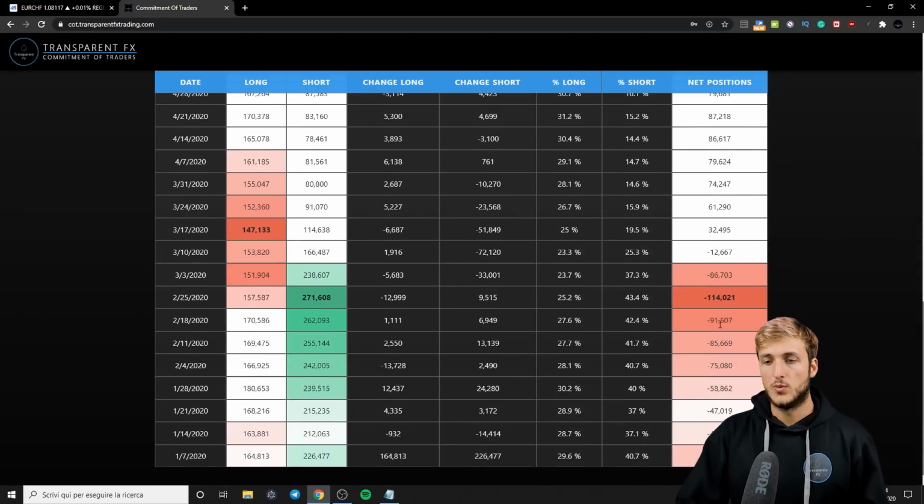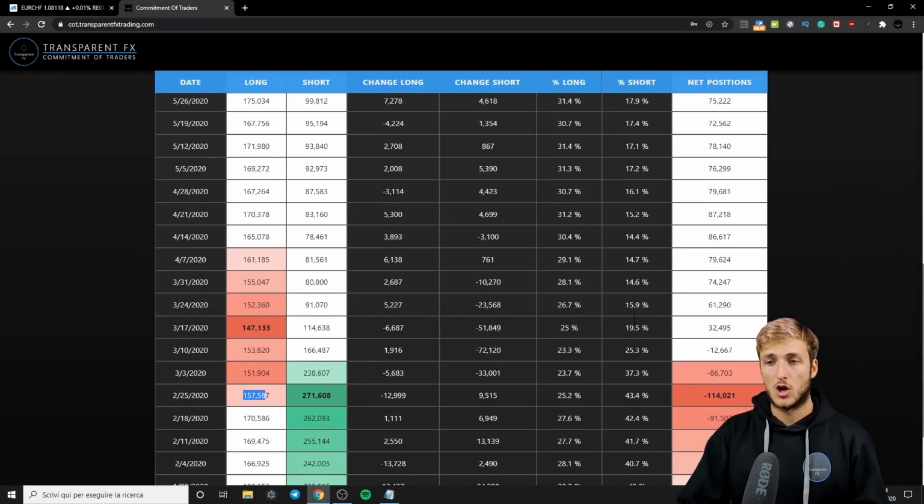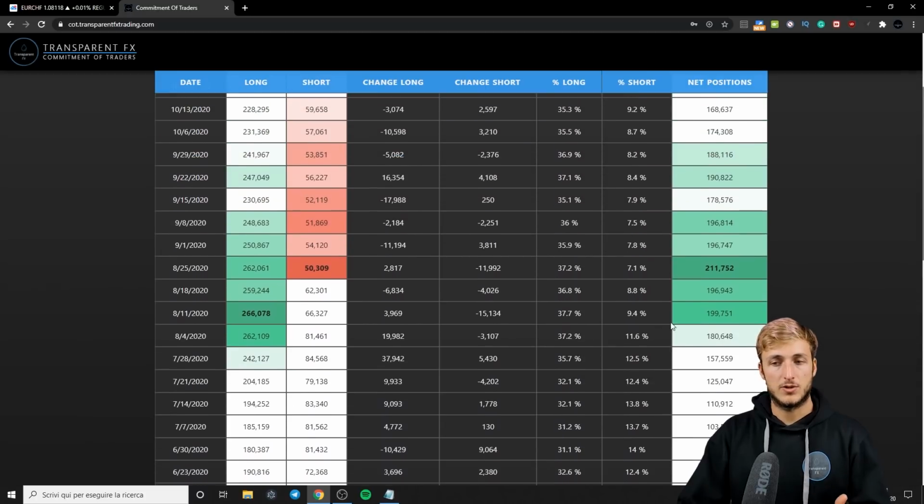Now, in the long term, we can see that we went from having minus 114K net positions with 271K shorts and 157K longs. So we went from having way more shorts than longs, all the way up, increasing and increasing, to having way more longs than shorts. So the completely opposite situation with 211K net positions and 262K longs and only 50K shorts. So massive longs added on the euro. In fact, euro pairs have been exploding to the upside because the smart money was aggressively buying them.